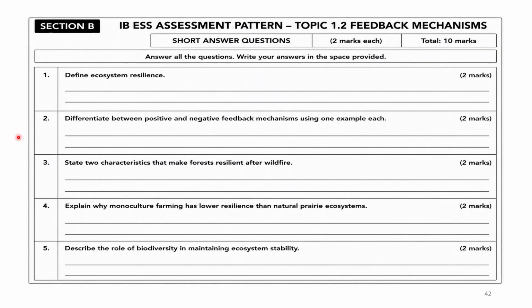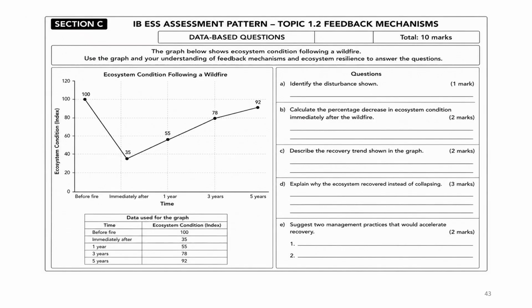This slide outlines Section B of the IB ESS assessment. The questions assess your understanding of key concepts. Answer every question using clear scientific terminology, concise explanations, and, where appropriate, support your responses with relevant environmental examples to maximize your marks.